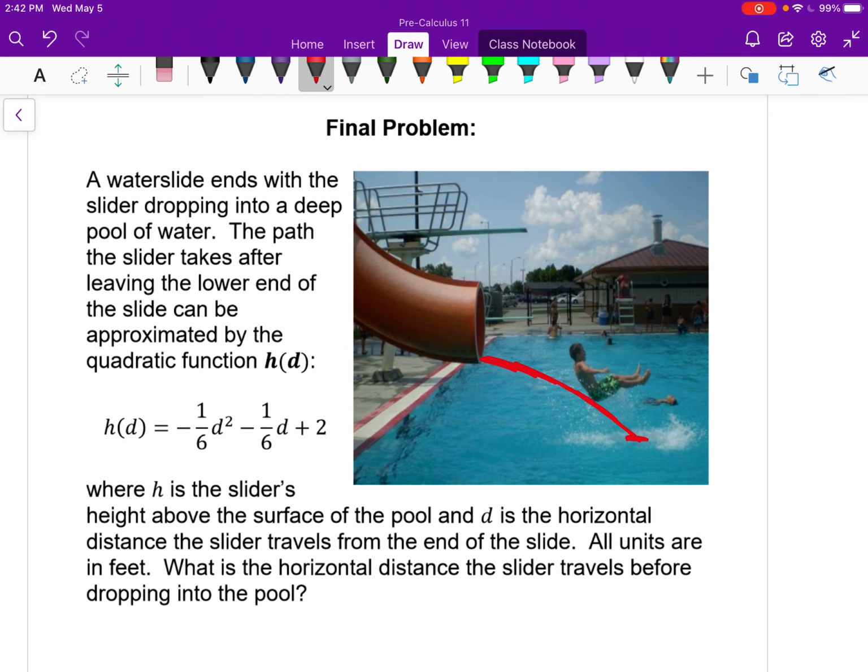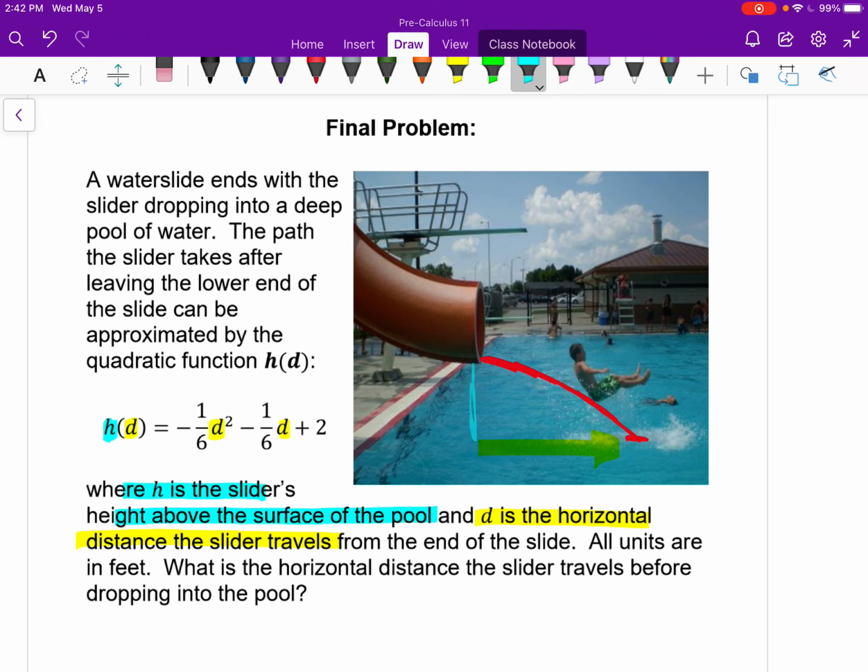This model is perfect if there was no air resistance, but to be honest, in that short distance, air resistance is not having much of an effect. So we can model this really accurately using a quadratic function. What I have here is a model of it, where h(d) represents the trajectory I've drawn in red, where d is the horizontal distance, this way, and h is the height above the pool, this way.